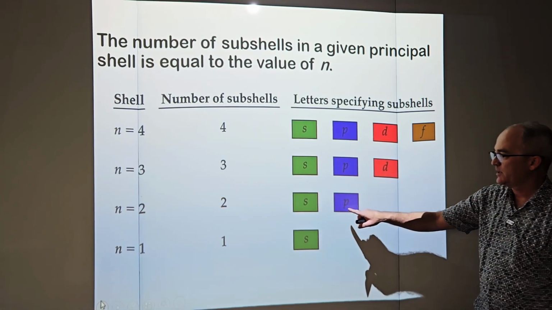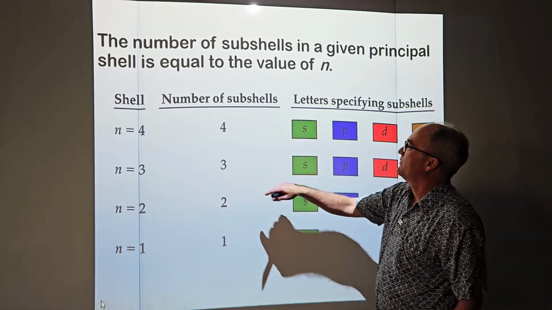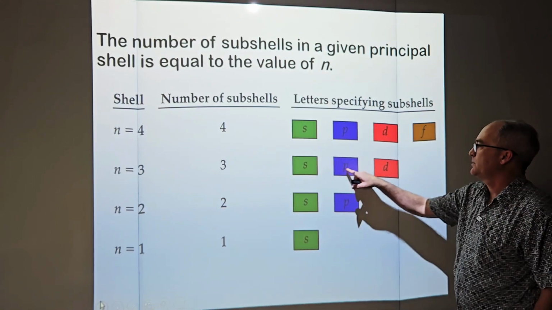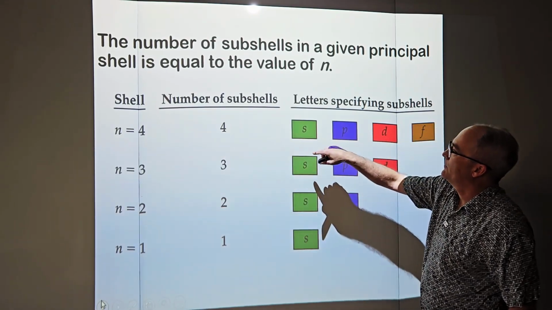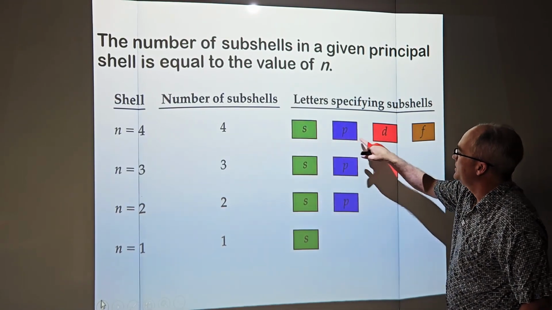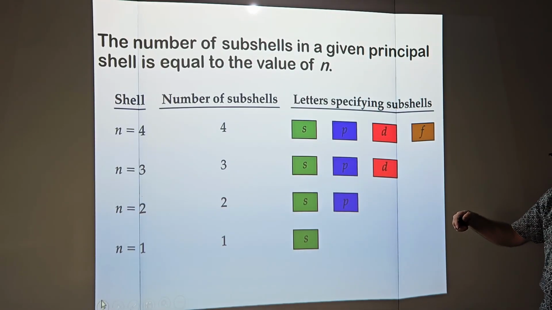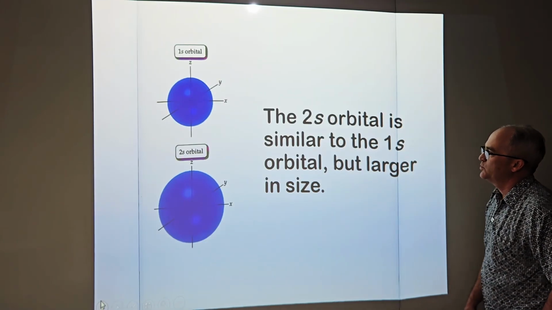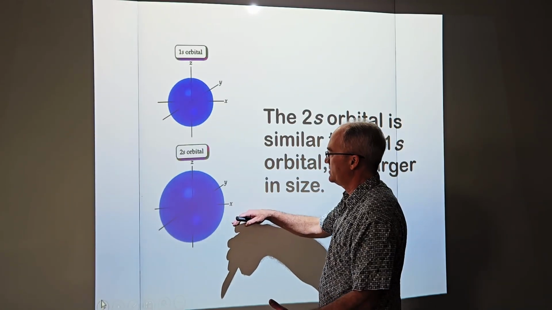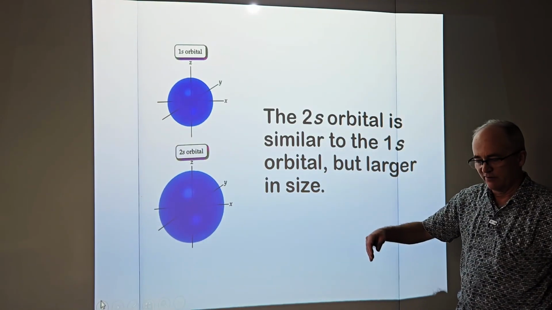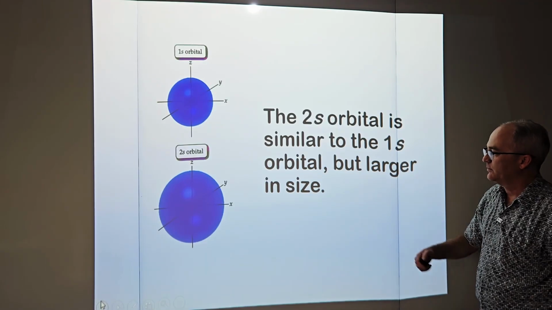We have an S and a P. The third shell, we have 3 subshells, an S, a P, and a D. When we get to shell number 4, we have 4 subshells, an S, a P, a D, and an F. So what's the difference between the 2s and the 1s? The 2s is larger in size. So the 3s is even larger and the 4s is even larger.